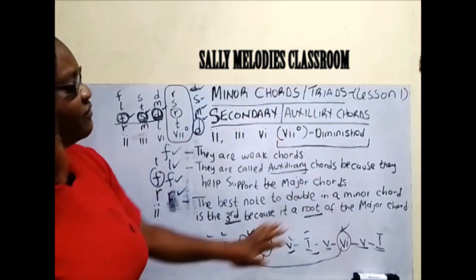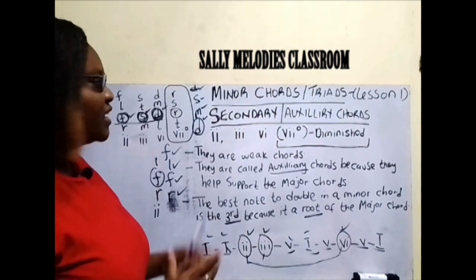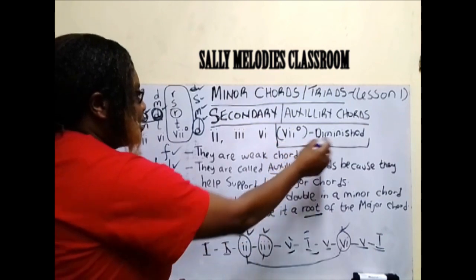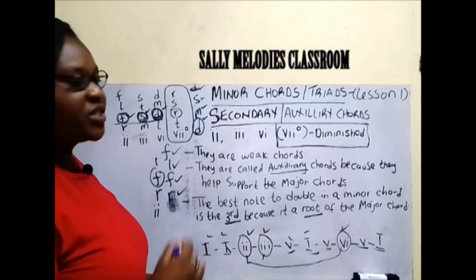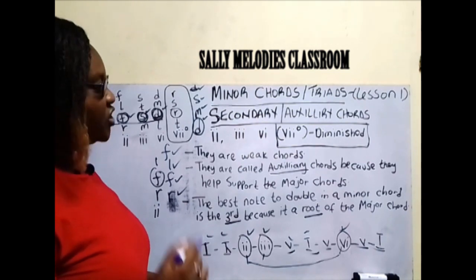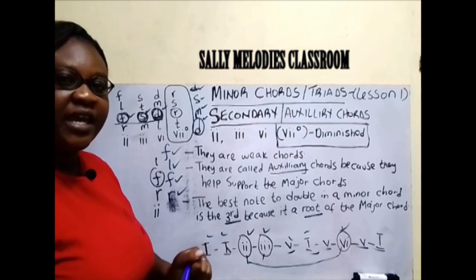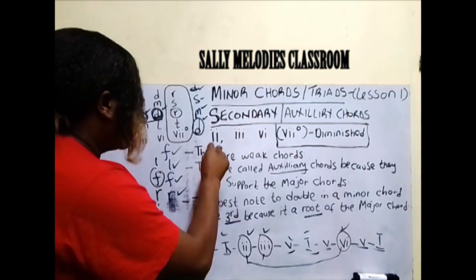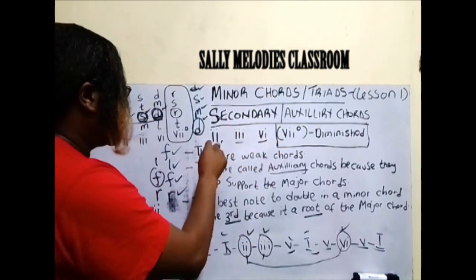We don't have a lot to talk about the minor chords. That's all we can say. For the 7th, I have just set it aside. For now, let's not use it. We shall use it later when we start doing the minor scales. As we compose, let's focus on chord 2, chord 3, and chord 6. Let's focus on these 3.